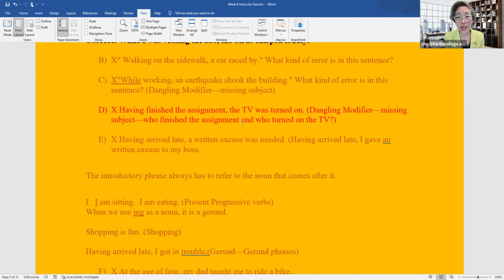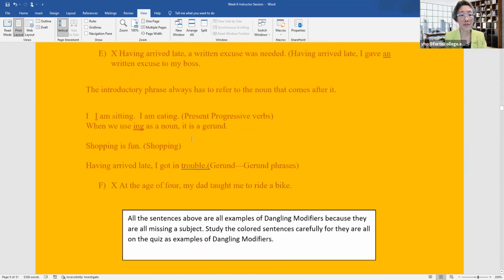Having arrived late, a written excuse was needed. Who arrived late? You arrived late. So therefore, having arrived late, I gave a written excuse to my boss, or a written excuse was needed by my boss. So that's also a dangling modifier because it's missing I.